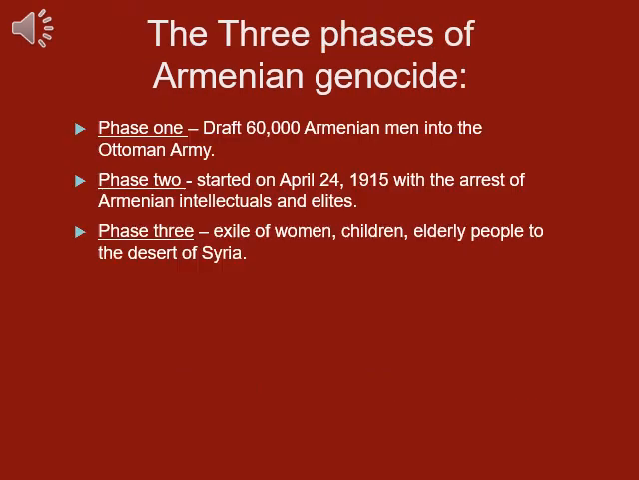There were three phases of the Armenian Genocide. Phase one was to draft 60,000 Armenian men into the Ottoman army. Phase two began in 1915 with the arrest of Armenian intellectuals and elites. Phase three was the exile of women, children, and elderly people to the desert of Syria, hundreds of thousands of whom would die along the marches.